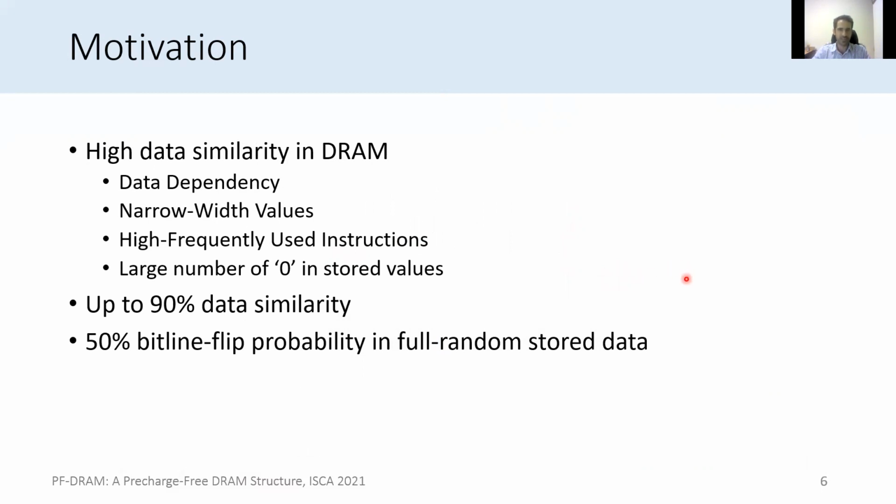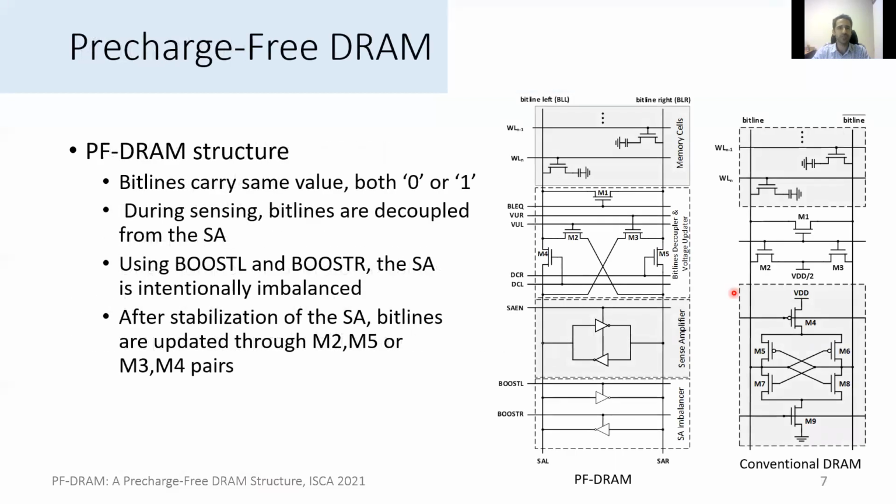Based on this observation, we proposed a DRAM structure called PF-DRAM, which entirely eliminates extra bit line flips in DRAM imposed by the precharge phase. Here you can see the structure of PF-DRAM. The memory cell array is exactly the same as conventional DRAMs, and here we have the sense amplifier exactly the same as conventional DRAMs.